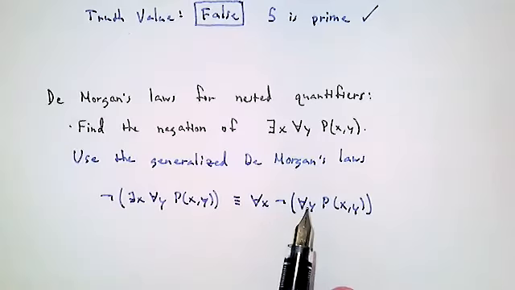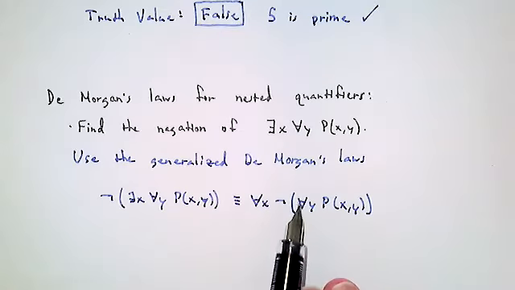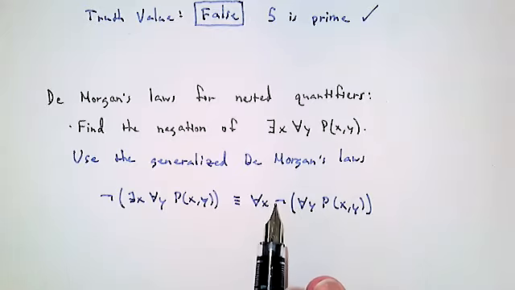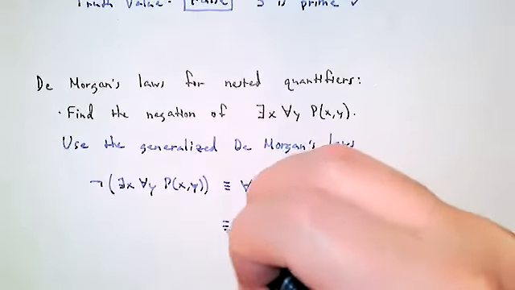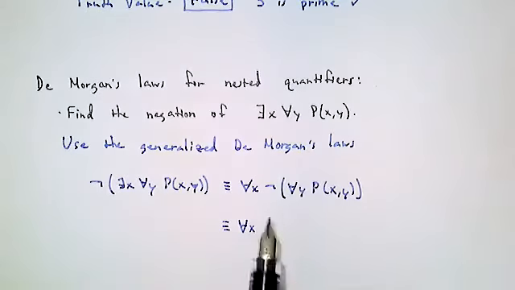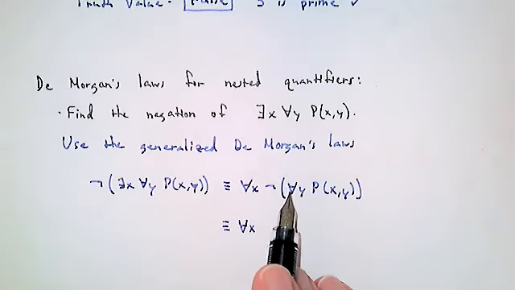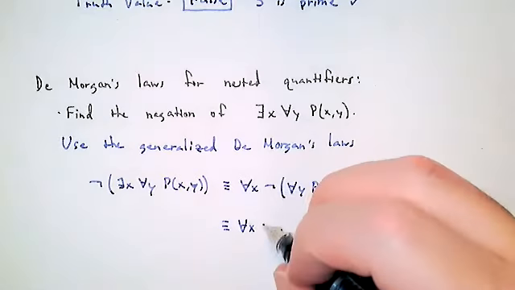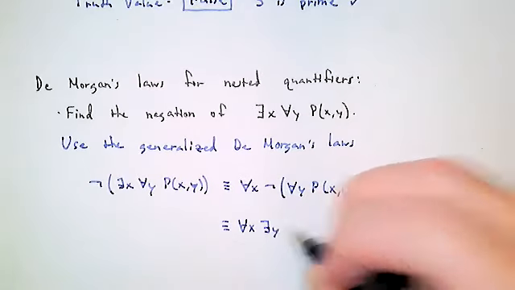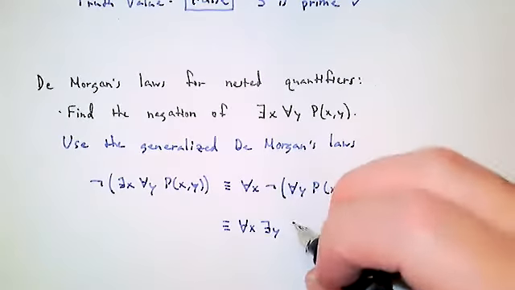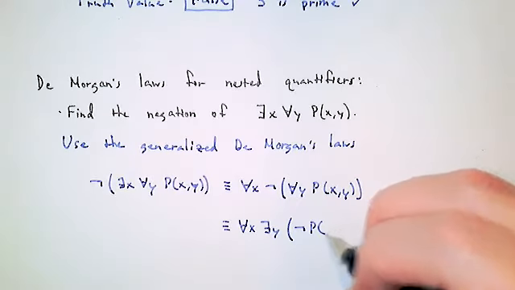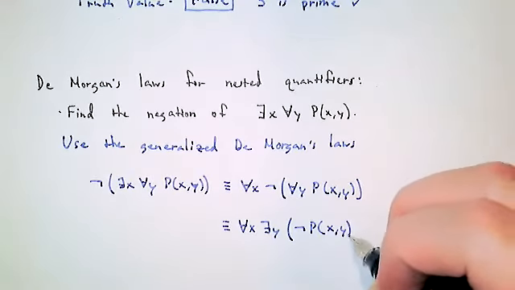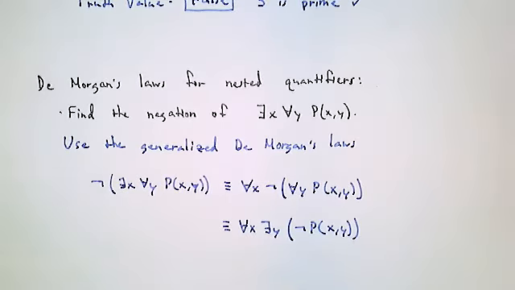And I can also use the other De Morgan's law on the A to switch it to an E, the existential, and then finish moving the negation to the inside. So now we have our universal. This universal becomes an existential. And then the negation is now all the way on the inside. Like so.